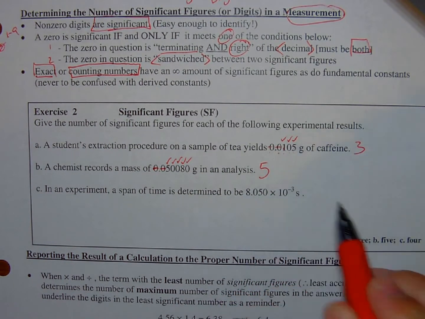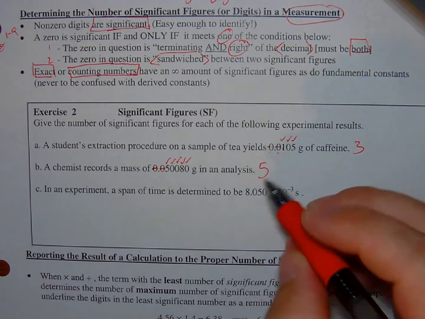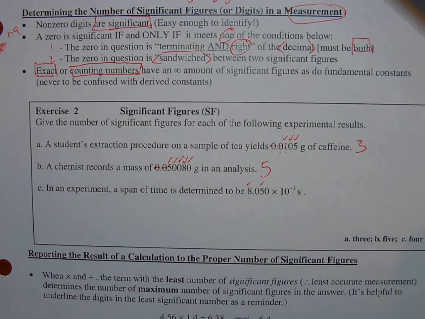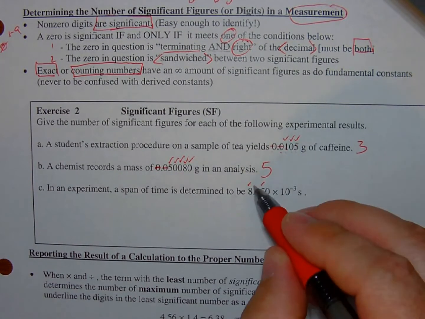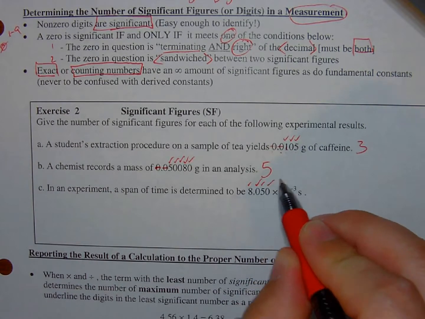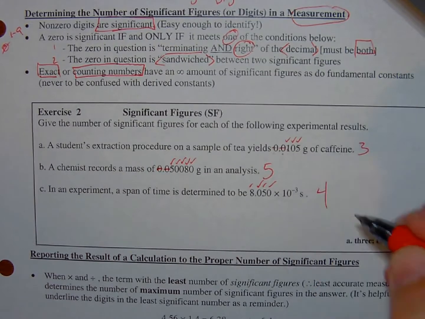8.050 times 10 to the negative 3 seconds. So we have 1, 2 non-zero digits, so those are definitely significant. Look at my first 0, which is sandwiched, so that is significant. I'm up to 3. And then the second 0 is terminating and to the right of the decimal, so I'm up to 4. Correct answer is 4.